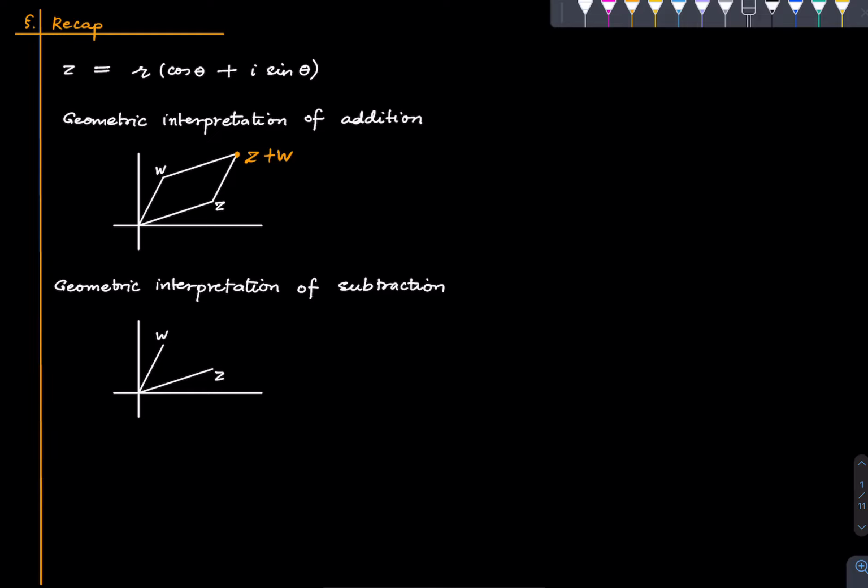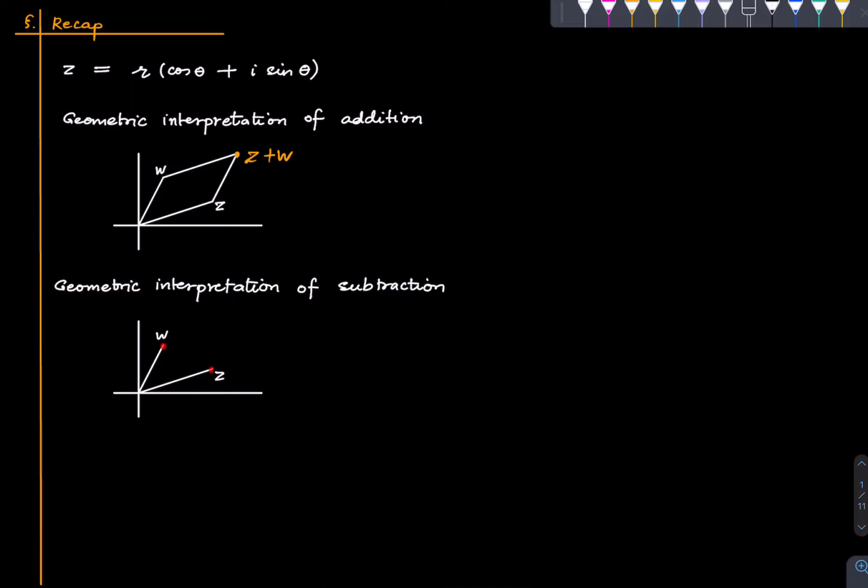Okay, we saw a geometric interpretation of addition of two complex numbers z and w. We saw that if z and w are complex numbers, then you complete this parallelogram, and then the remaining vertex of the parallelogram is z plus w. And the geometric interpretation of subtraction I wanted to give as an exercise, but let me discuss it here.